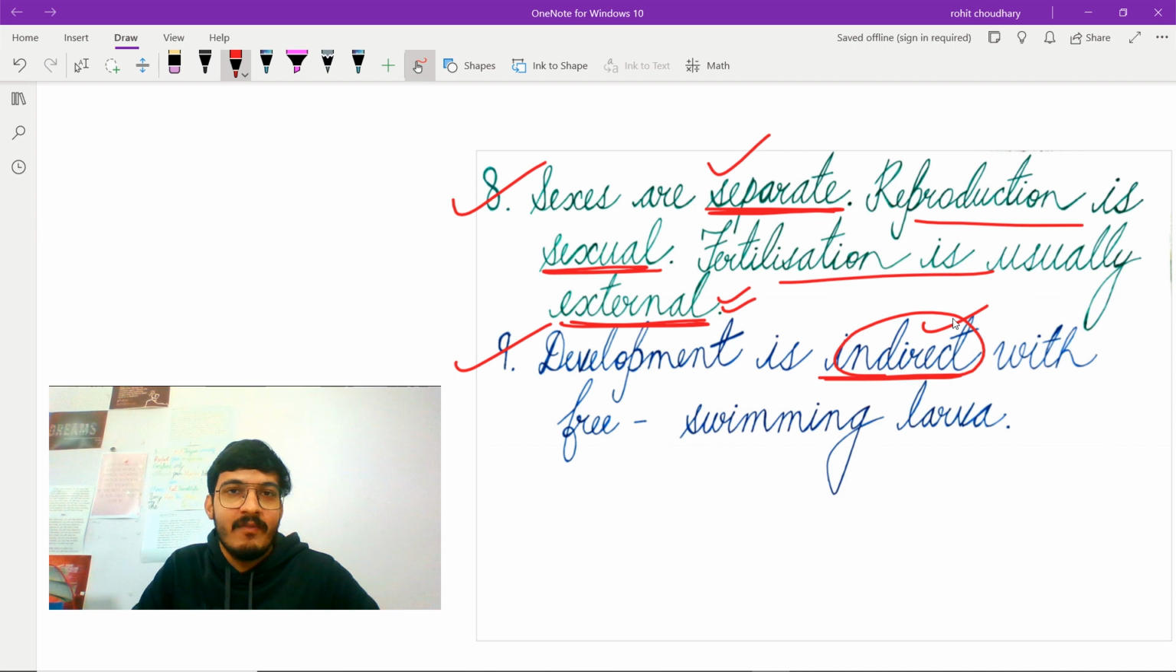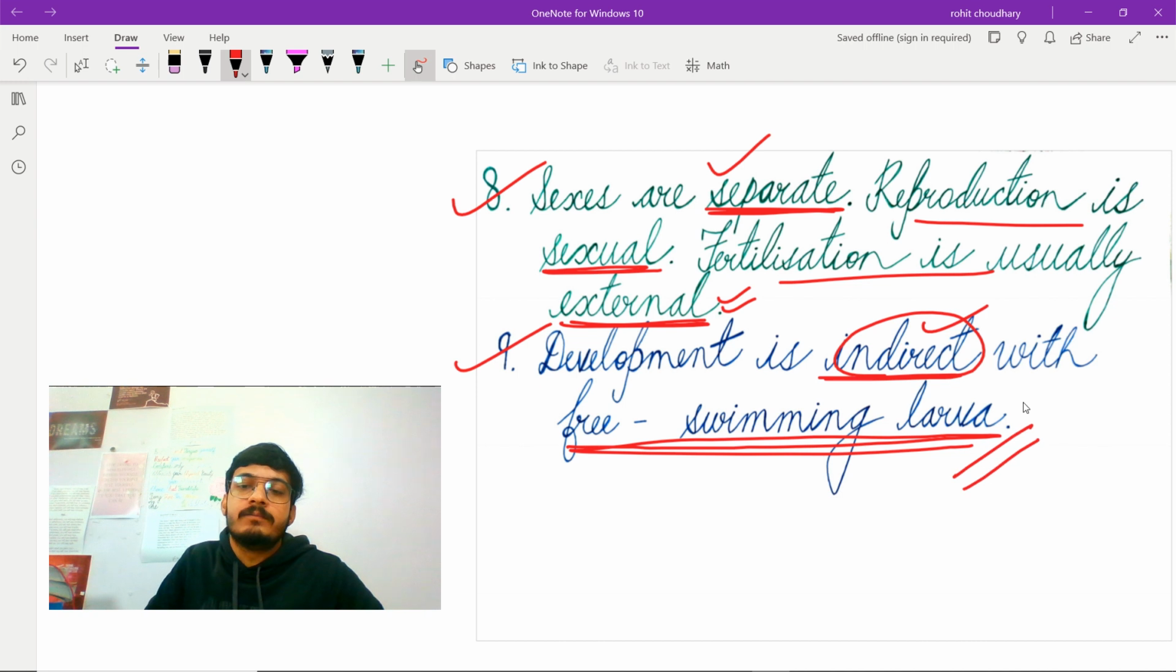Whenever you see that the development is indirect, then it should instantly come into your mind that there will be larval stages involved, and the larva will be a free swimming larva. Alright, free swimming larva will be present.